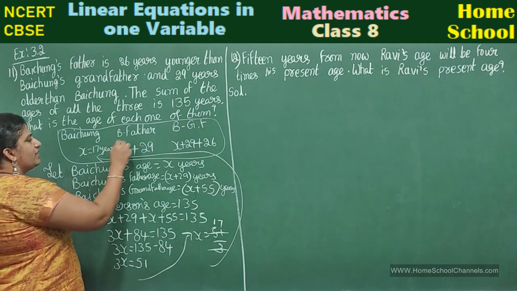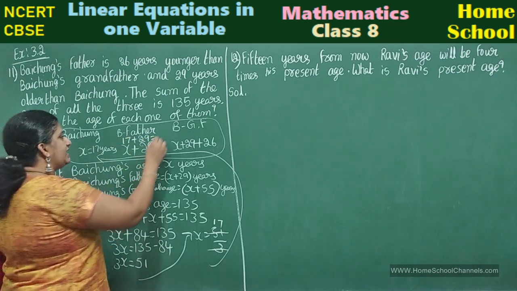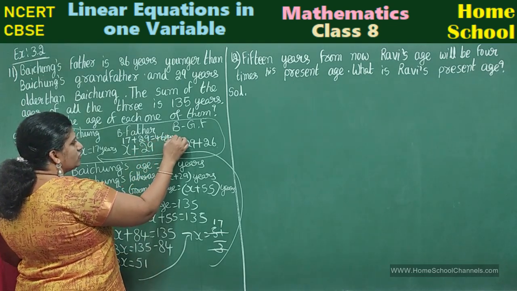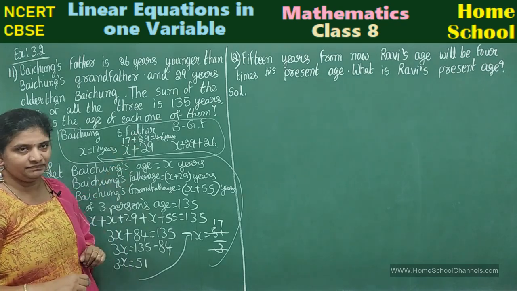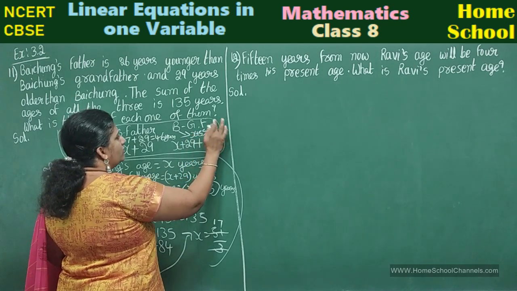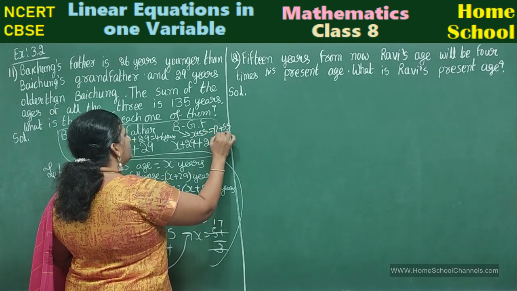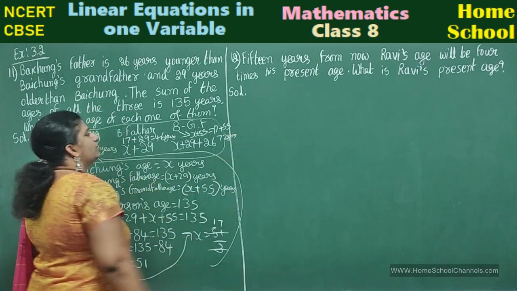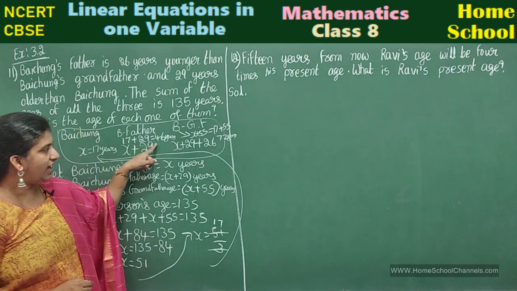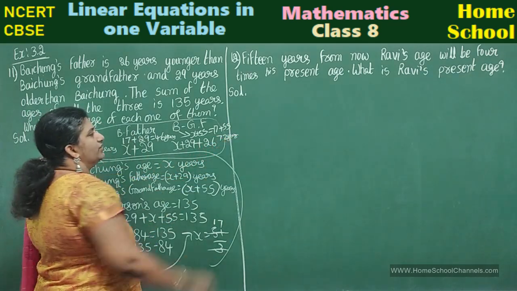Now here, 17 plus 29, 9 plus 7 will be 16 and this will be 4. 46 years. Whose age is 46? Bai Cheng's father. Then coming to Bai Cheng's grandfather, x plus 55, no? What is your x value? 17 plus 55 will be 72 years. Finally, therefore, Bai Cheng's age is 17 years. Bai Cheng's father's age is 46 years. Bai Cheng's grandfather's age is 72 years.